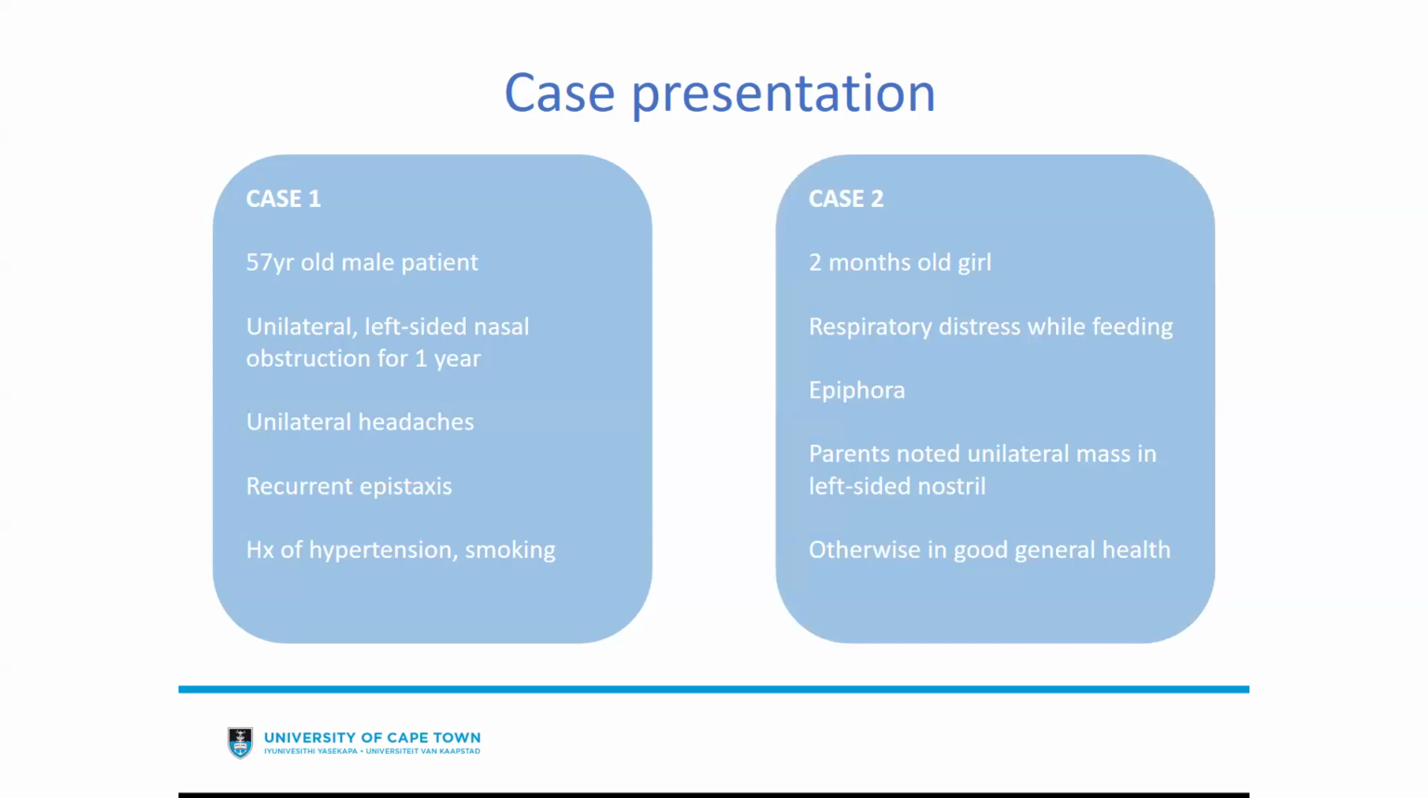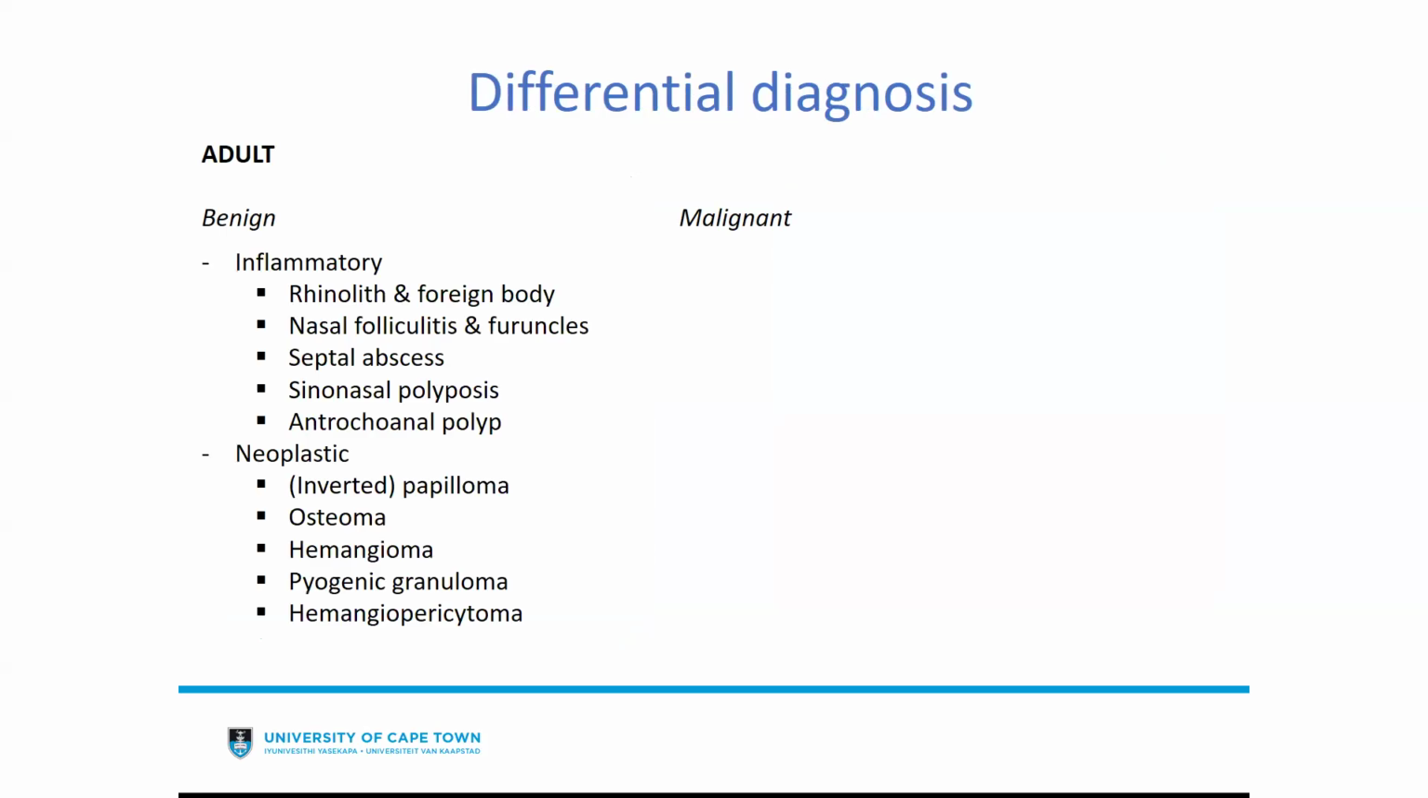When you have these two patients in your clinic, your differential diagnosis will be completely different between the adult case and the pediatric case. So for adult cases, you either think of benign lesions or malignant lesions. For benign lesions, you can think of inflammatory causes such as a rhinolith, nasal folliculitis, septal abscesses, sinonasal polyposis, AC polyps, or more neoplastic lesions such as an inverted papilloma, an osteoma, a pyogenic granuloma, and others.